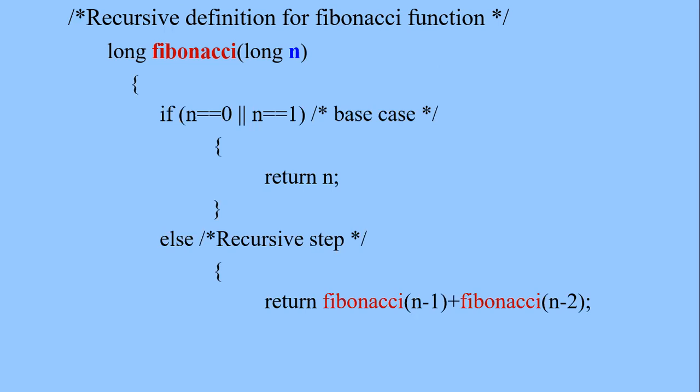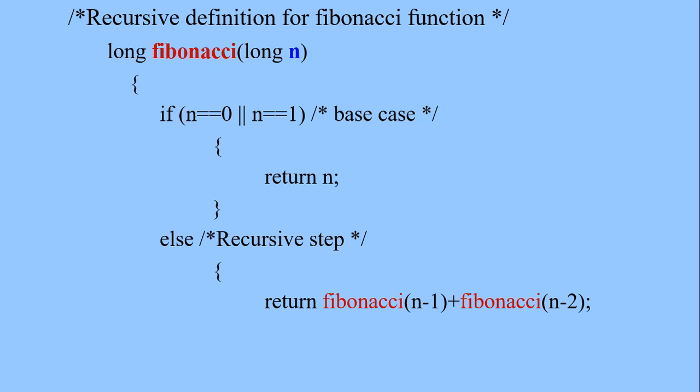To calculate the next Fibonacci value, get n, the content of n, and subtract 1 from it. So if the position was 6, subtract 1 from 6. That will be 6 minus 1, that is 5. So return Fibonacci of 5 plus Fibonacci of 6 minus 2, which is 4. So Fibonacci of 5 plus Fibonacci of 4. That is if the value of n is 6.